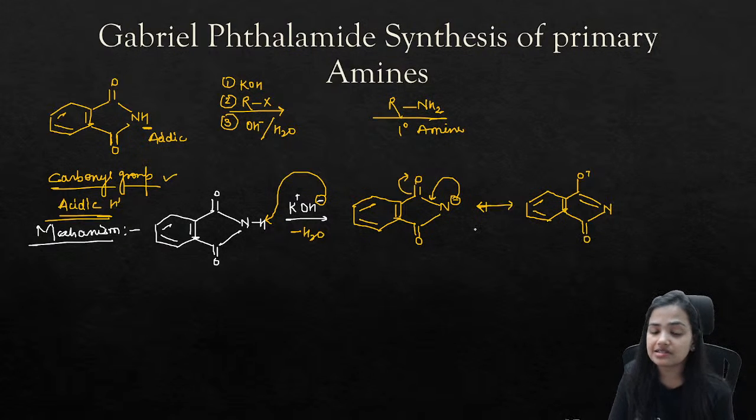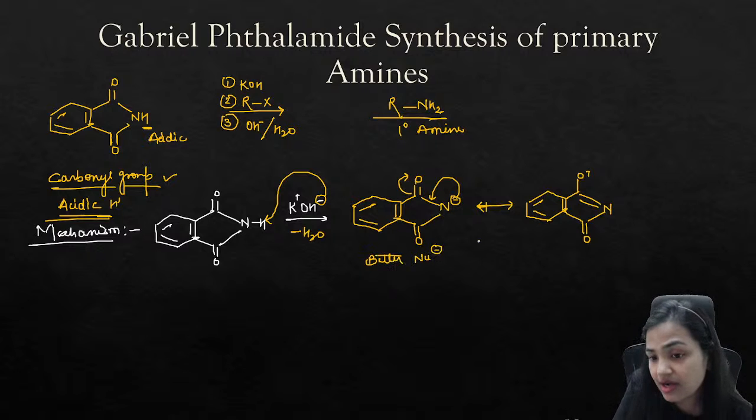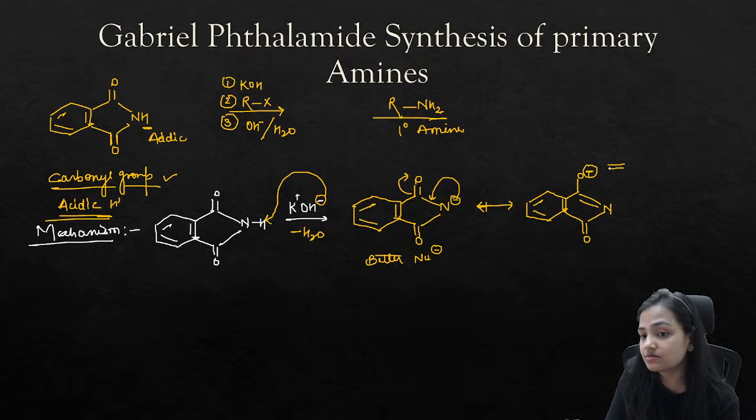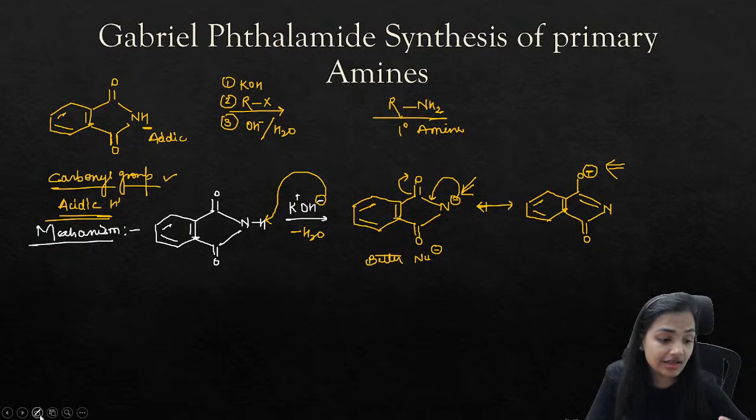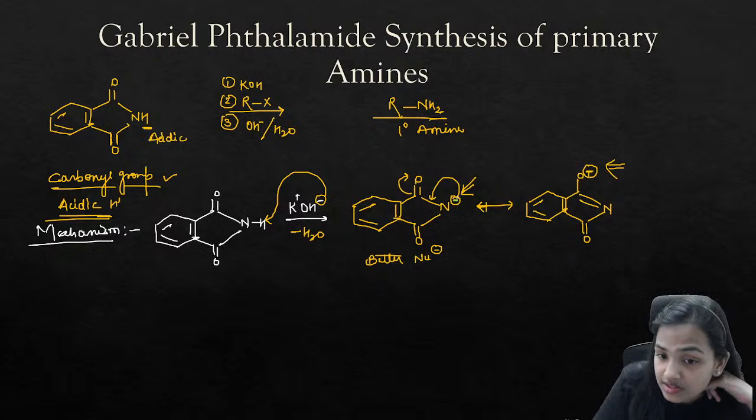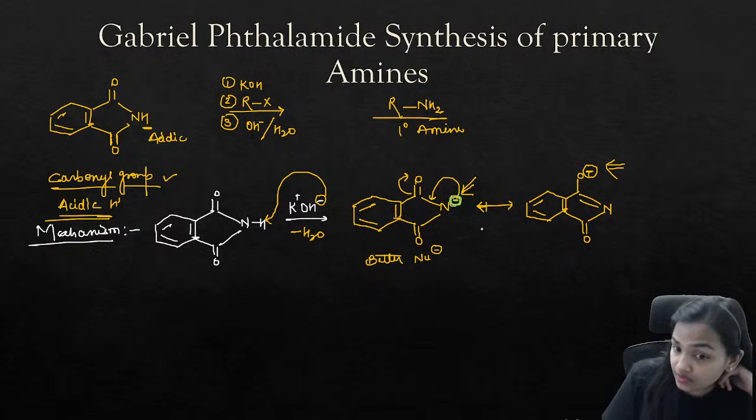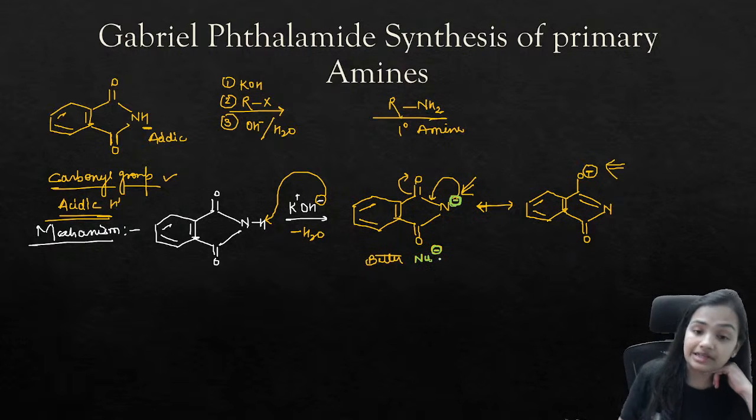Now if I say that these are the two resonating structures, which is a better nucleophile? This is a better nucleophile. Why? Because negative is more stable over the oxygen atom. So here negative is over the oxygen, here negative is over the nitrogen. So nitrogen, being a less electronegative atom, is a better nucleophile. So the negative charge over nitrogen is a better nucleophile. Okay, it will be having a better reactivity.